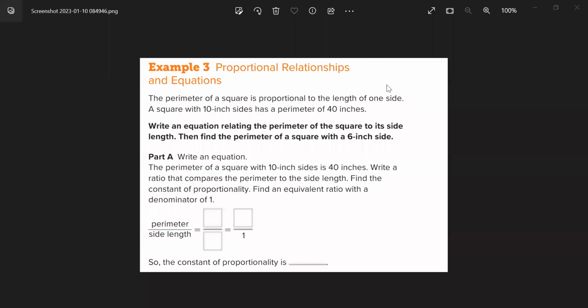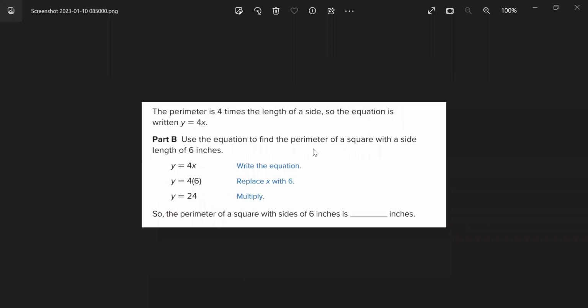Now, the next part of the problem says the perimeter. We know by doing this that the perimeter is 4 times the length of a side. So the equation is written as y equals 4x. Use the equation to find the perimeter of a square with a side of length of 6 inches.